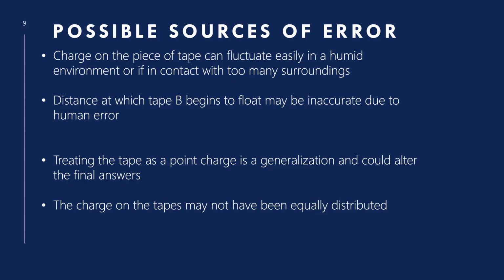Some possible sources of error for this experiment are that the charge on a piece of tape can fluctuate easily depending on the environment. The distance at which tape B begins to float may not be entirely accurate due to human error. Treating the tape as a point charge is a generalization and could also affect the final answers, and the charge on the tape may not be evenly distributed across the entire surface.